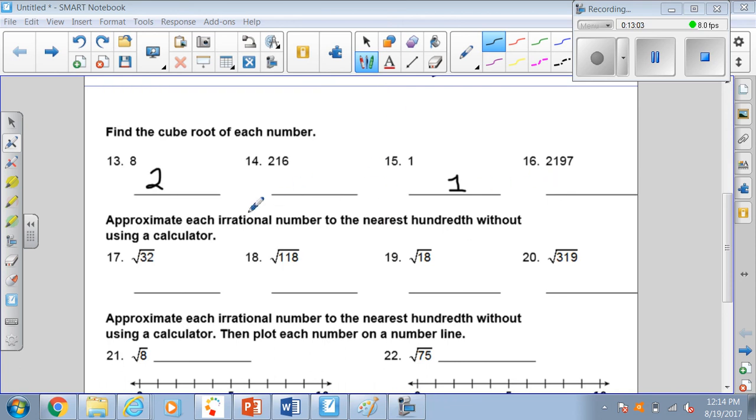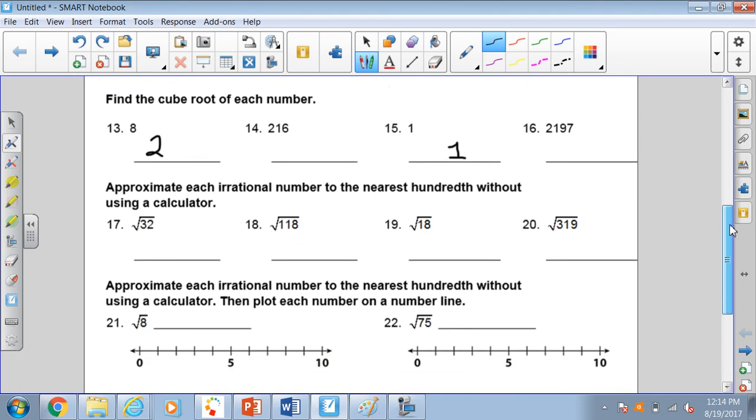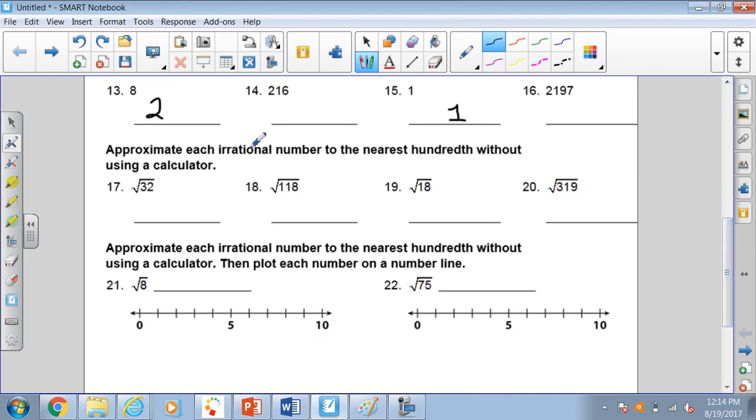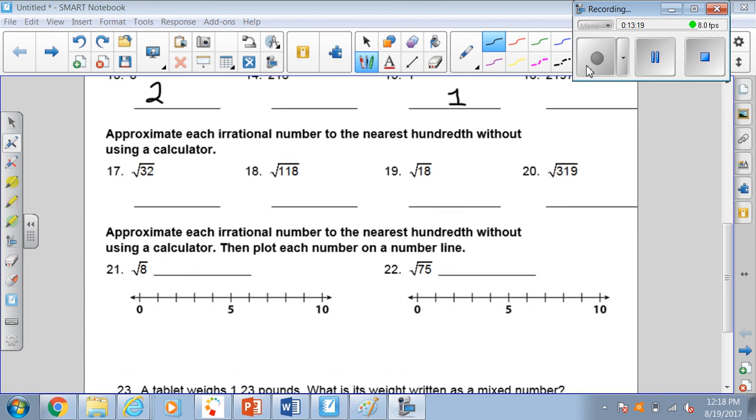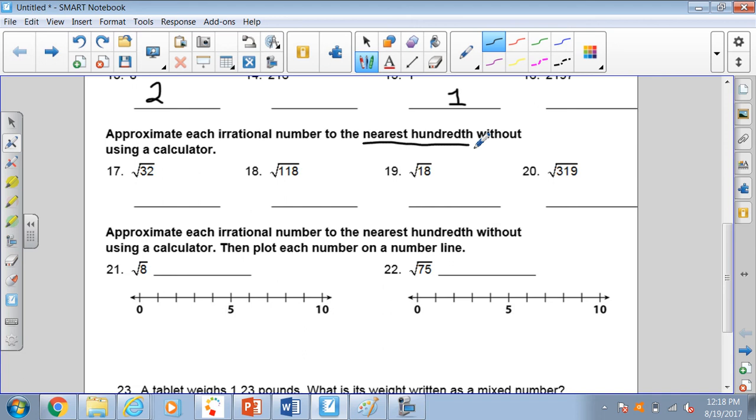We're going on to number 17 now. It says, approximate each irrational number to the nearest hundredth without using a calculator. Without using a calculator. Okay, this is going to get a little tricky, so follow along closely. All right, number 17 is the square root of 32, and I know it's an irrational number because it told us here, but the key to this question is the nearest hundredth. And remember, we're talking about a hundredth. Our answer has to have 2 numbers after the decimal point, because this is tenths and hundredths, right?